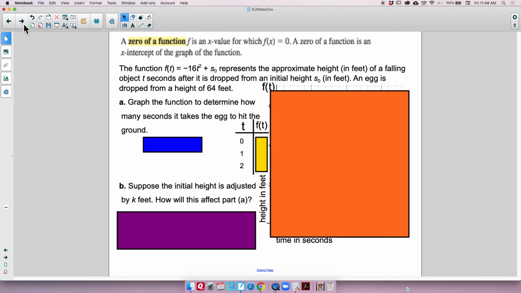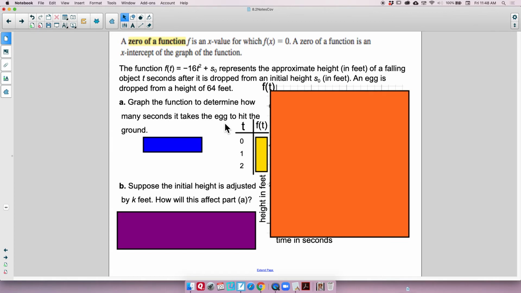Okay. A zero of a function, f, is an x value for which f of x equals 0. A zero of a function is an x-intercept of the graph of the function. So a zero of a function is just another way of saying the x-intercept. It means the same thing, just another term that we use for it.